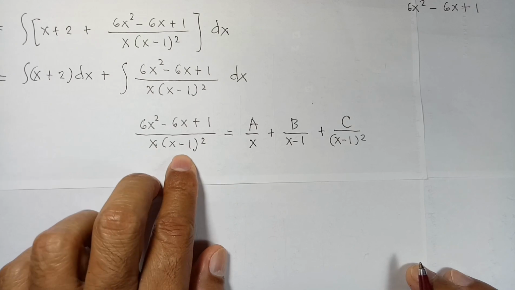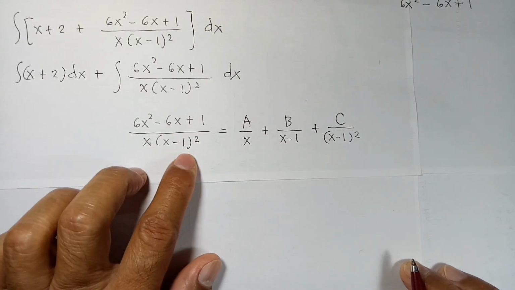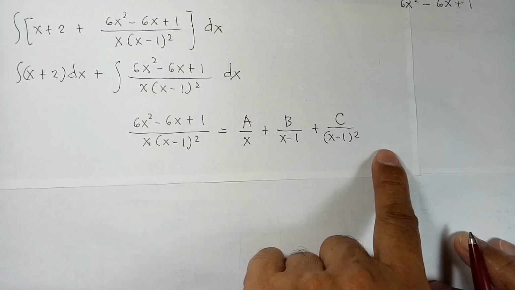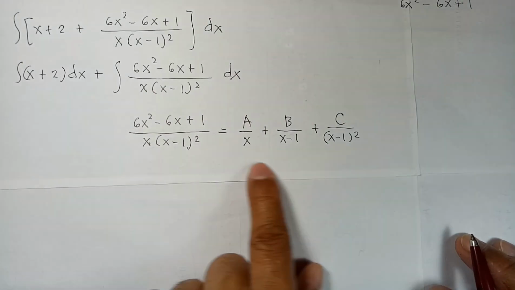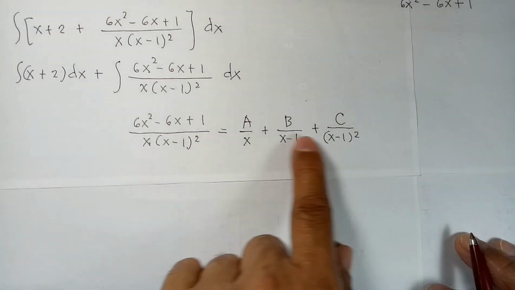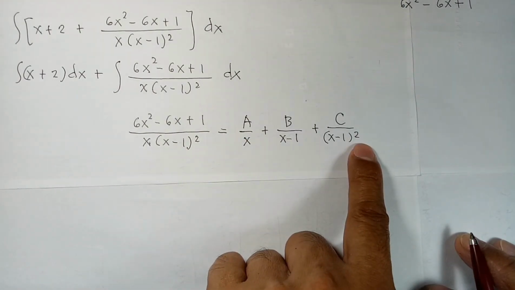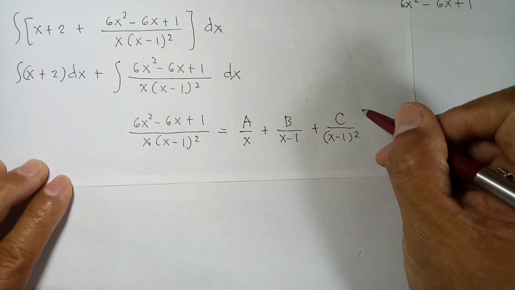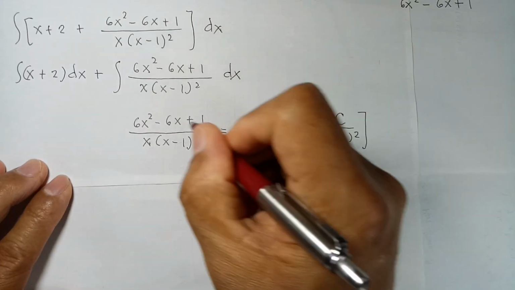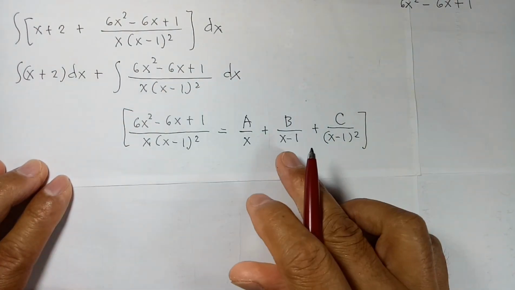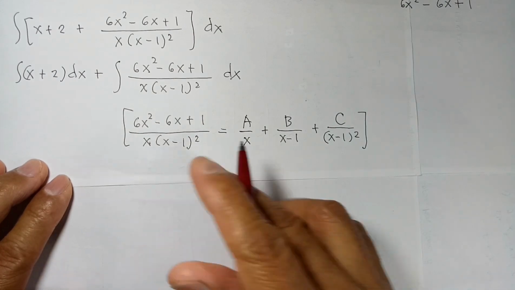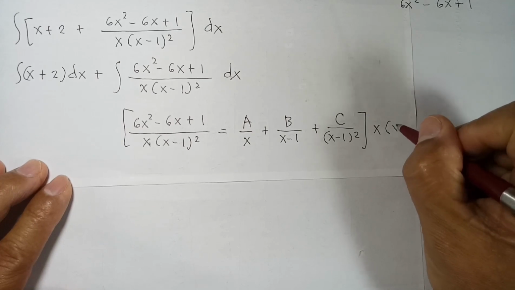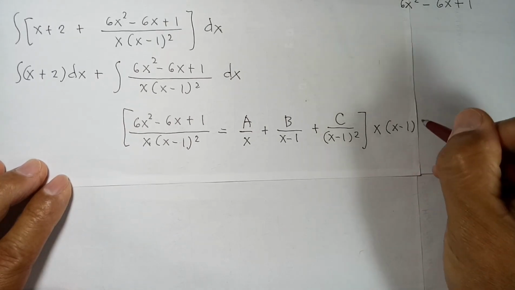Okay. So kung x minus 1 cubed ito, magkakaroon pa tayo ng another term plus b divided by x minus 1 cubed. So dahil na-reach na natin yung exponent 2, hanggang doon na lang tayo. So after that, multiply both sides by x and x minus 1 squared. So x times x minus 1 squared.